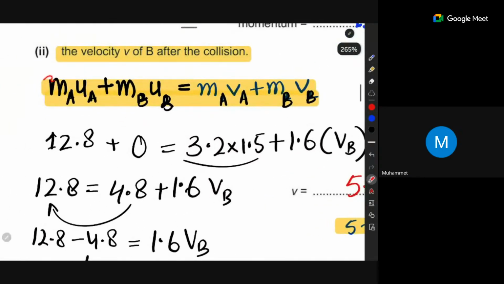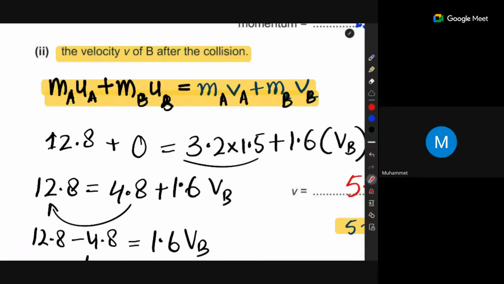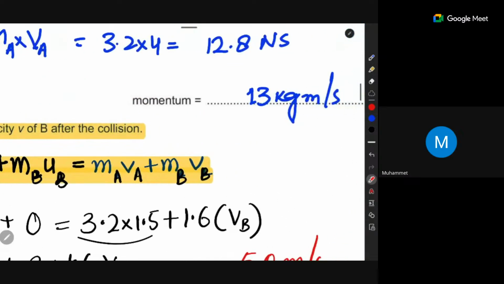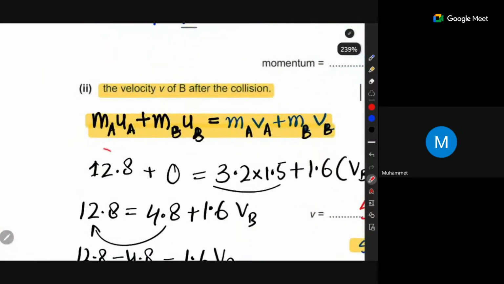Actually, did you get this? We have a formula, and you have to recall this formula because you have not learned it. But this is a formula I just told the student, no derivation at all. This formula is simply recalled. M1u1, that is momentum of ball 1 plus momentum of ball 2 before collision equals momentum of ball 1 plus momentum of ball 2 after collision. So momentum of ball 1 is calculated here, 12.8 newton second. Got it? So I have just plugged in that value here.